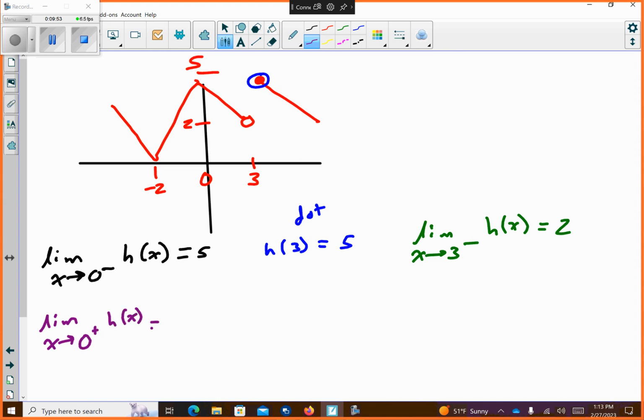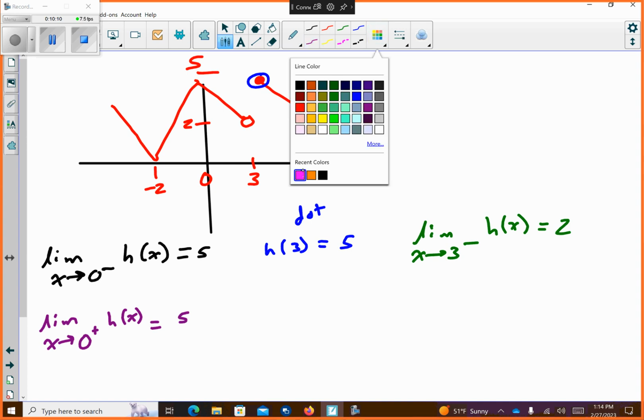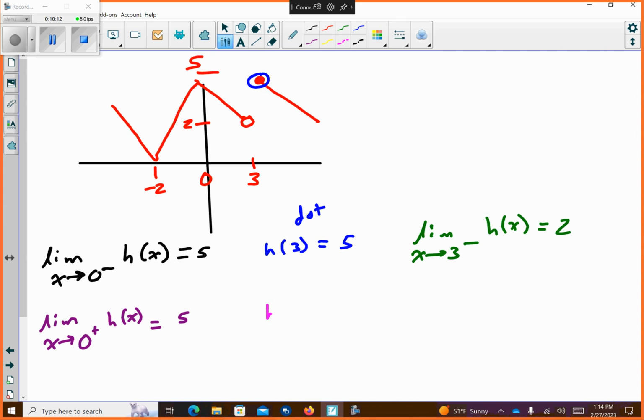And then we go limit as x approaches 0 from the positive of h at x. So I'm coming from the right. I'm approaching this way. That's also going to be 5, right? Is it 5? Yeah, it's 5. So this one's 5. And then h at 0 has to be this point. So that's 5.